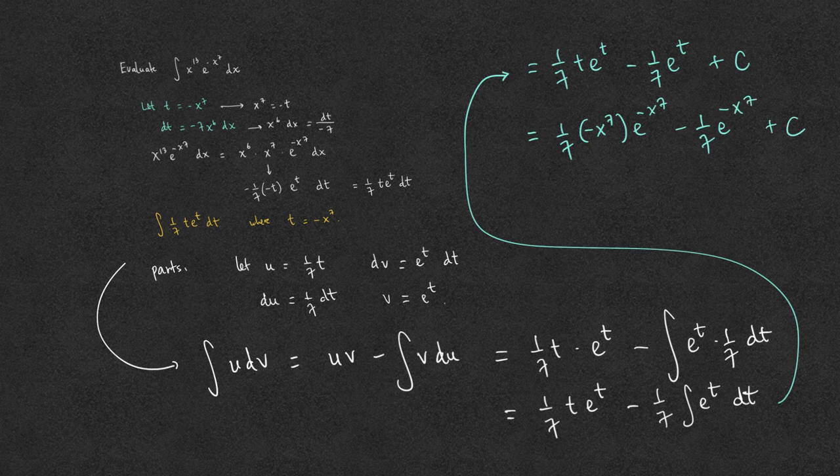Simplifying this, we obtain the final answer, negative 1 over 7 x to the 7 times e to the negative x to the 7 power minus 1 over 7 times e to the negative x to the 7 power plus c.